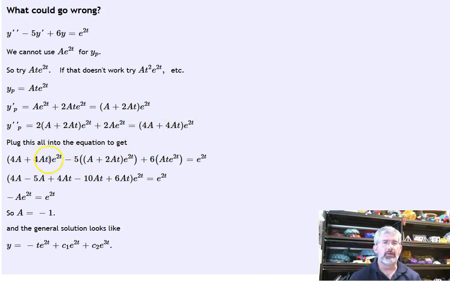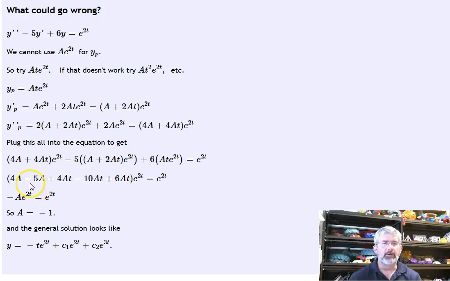Plugging all this in, there's the second derivative minus 5 times the first derivative plus 6 times the function. That's supposed to equal e to the 2t. Now I look at this and I say this could have issues because when I distribute each of these in, I'm seeing a constant times e to the 2t, but I'm also seeing a constant times t e to the 2t, and I don't have any t e to the 2t's here. So if I end up with any t e to the 2t's left over, then this isn't going to work. The coefficient in front of it would have to be 0. But we'll see here what happens. I think the t e to the 2t's actually go away.